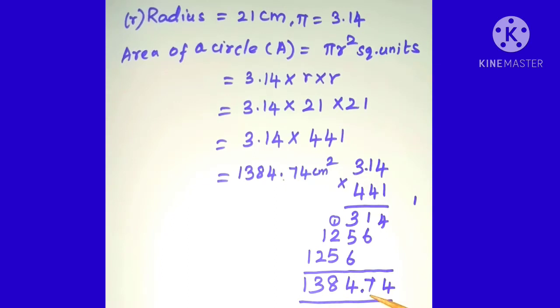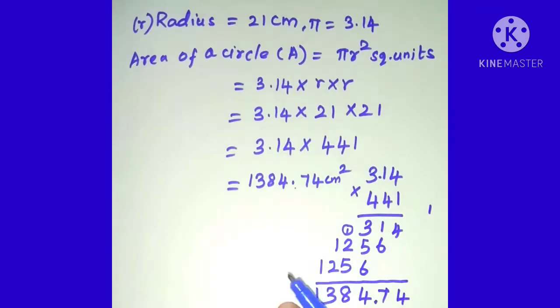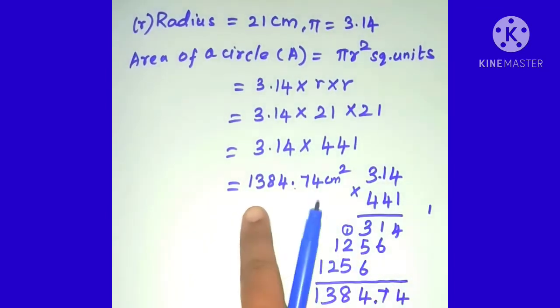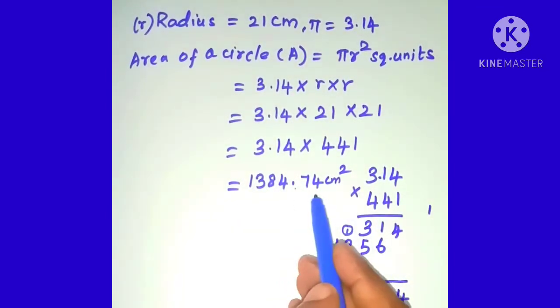Now we have to place the decimal point. For that, the digits in the decimal part are 2 digits. So we have to put the decimal point before 2 digits, that is from right to left. So 1 and 2. So the decimal point will be here, that is between 4 and 7. Therefore, the area of the circle is 1384.74 centimeters square.